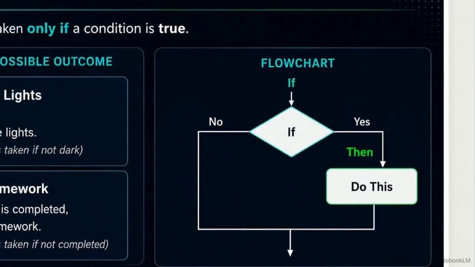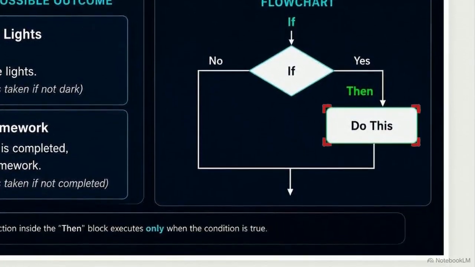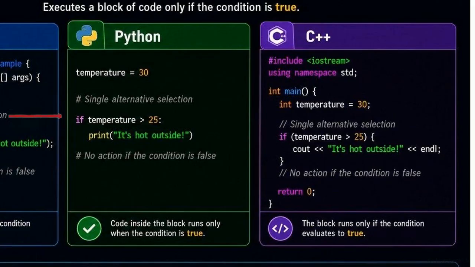Contrast this with the single alternative scenario. Here, an action is only taken if the condition is true. If the condition is false, the program simply bypasses the action and moves to the next instruction. This simplifies your code when no fallback is needed. In this temperature check, if it isn't hot, the program doesn't need to do anything. It simply continues to the next statement.